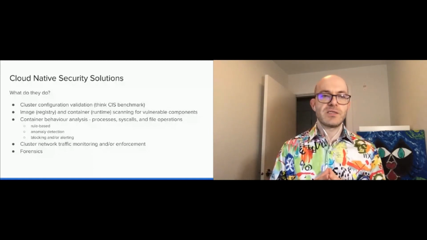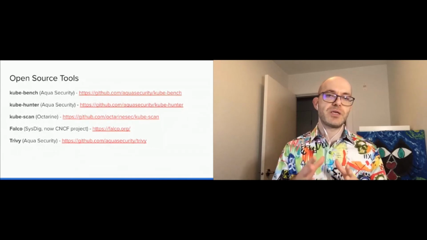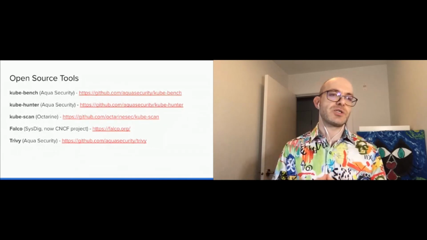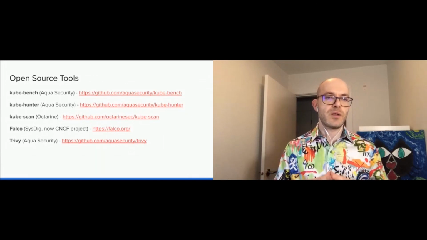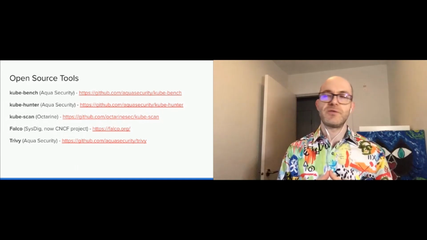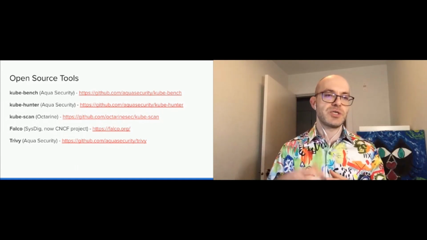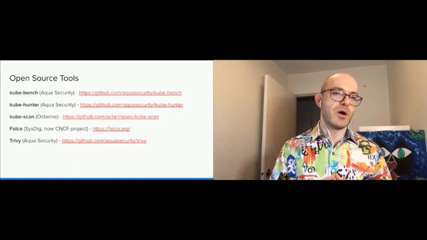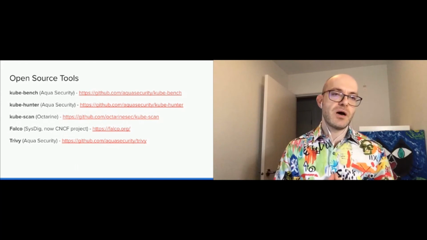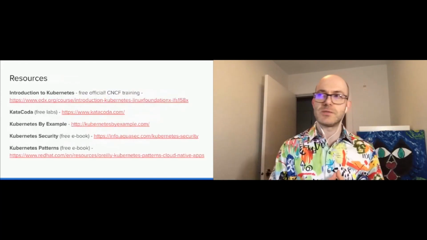Couple last slides. There's a bunch of open source tools that help you secure clusters. There's KubeBench, KubeHunter. Those do checks on your cluster. First one does the CIS benchmark checks, and the second one does more broader cluster configuration checks. There's things that can scan for CVEs in images. That's Trivy, and Falco is that rule-based behavior monitoring tool. All of these are open source, and you can use them anytime for free in your clusters.